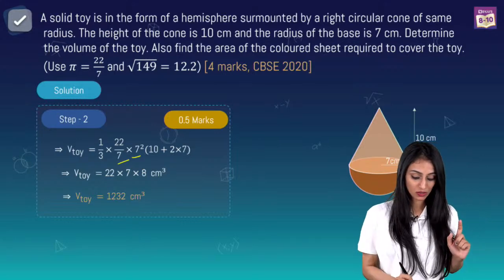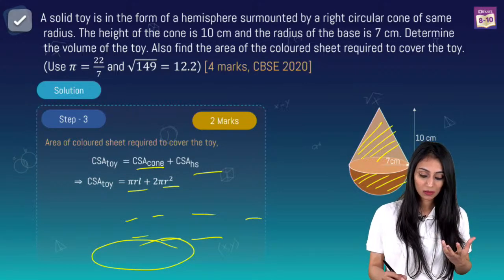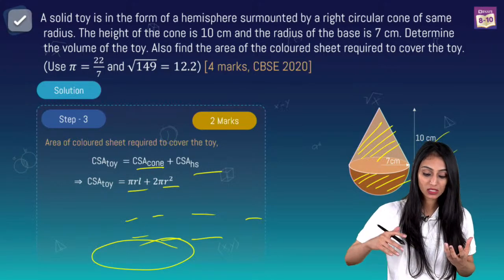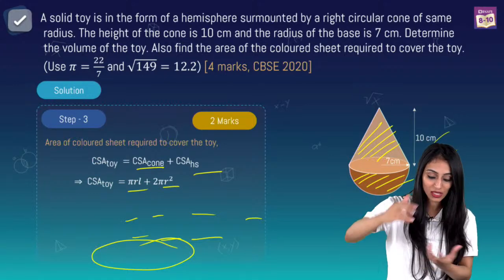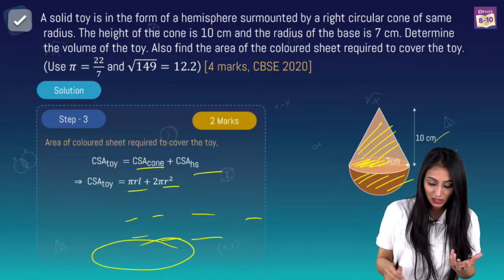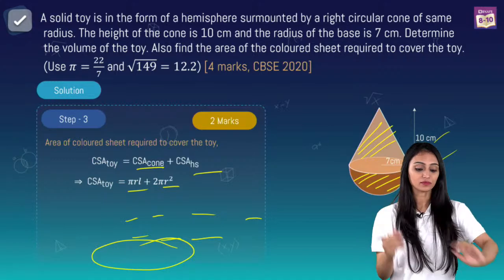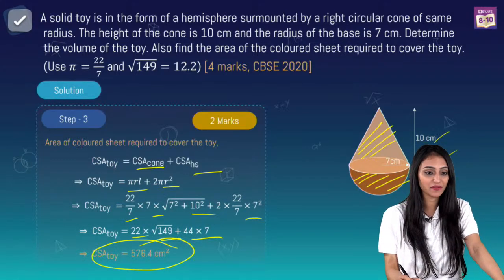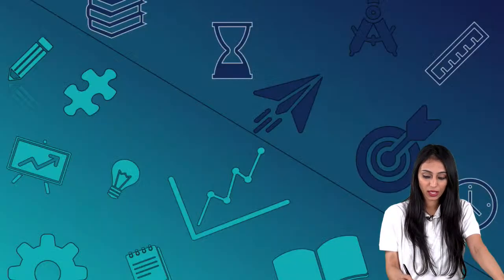Nikesh, no doubt. Great. So this is the volume. And when we talk about the area, simply we will add the curved surface areas. Why? Because the colored sheet is covering the toy from outside, right? So from outside, obviously this base will not be considered in that case, right? So simply put all the values and you get 576.4 centimeter square. Great, it's clear to everyone. Okay, so this was about the previous year questions.